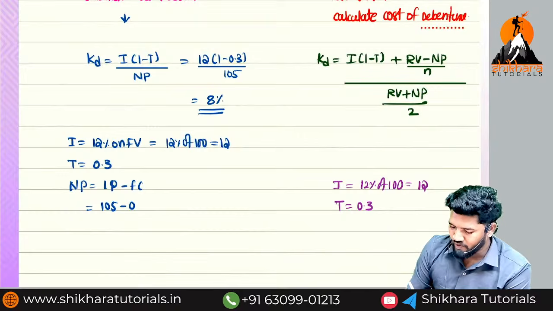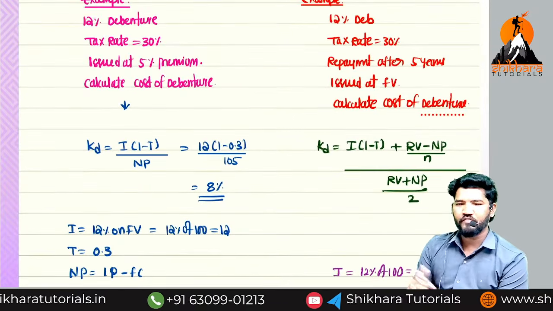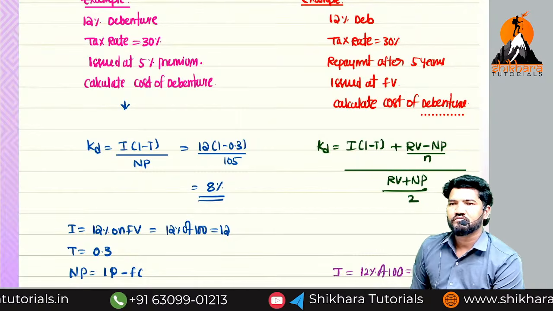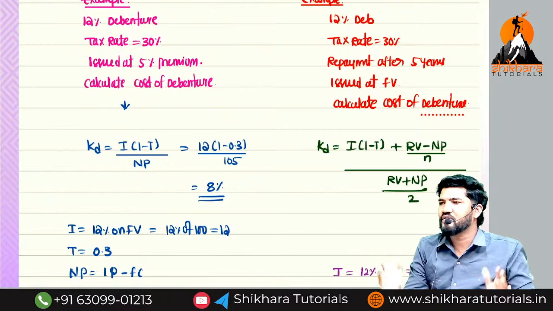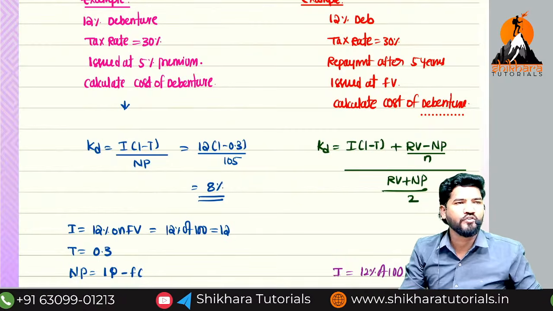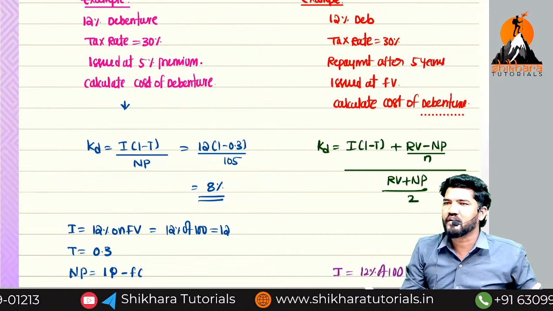0.3. What do I require next? Repayment value. What about the repayment value information? They just said repayment after 5 years. There is no clue how much they repay. Here also you need to take a call, an assumption. They repaid it at par, clear? Okay.